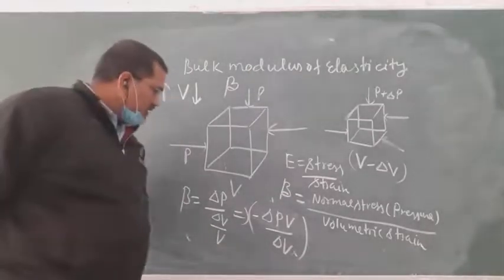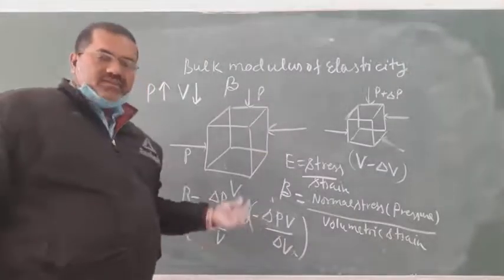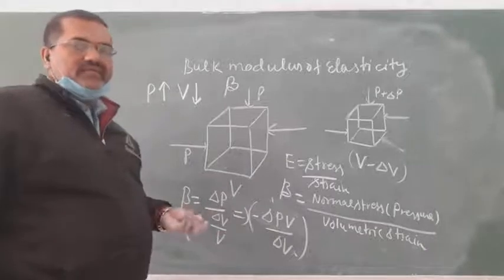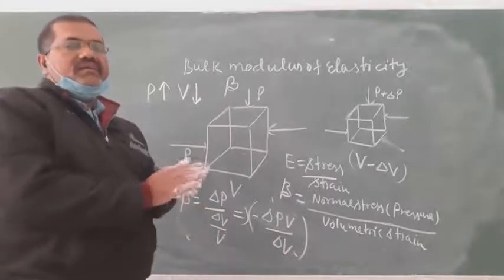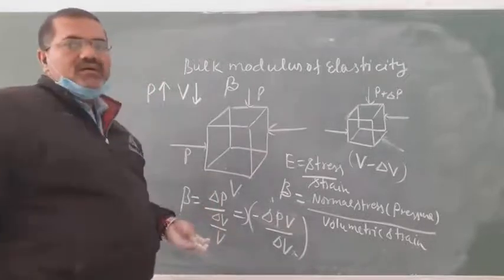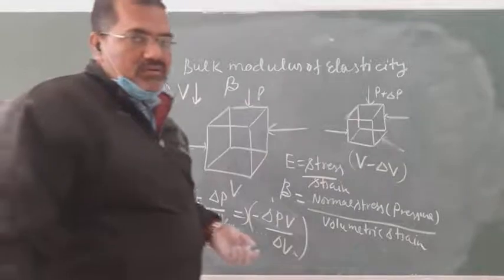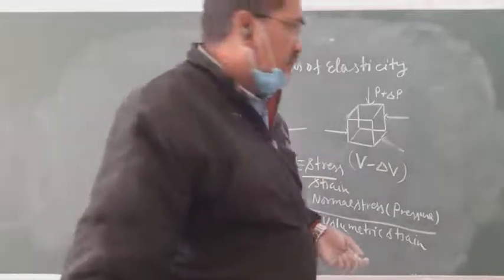This is the volumetric coefficient of elasticity. Pressure is the normal stress here, delta V is the change in volume, and V is the original volume. So delta V by V is the volumetric strain. Now move on to modulus of rigidity, the third case.